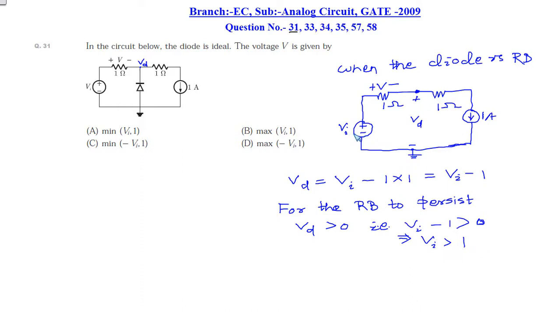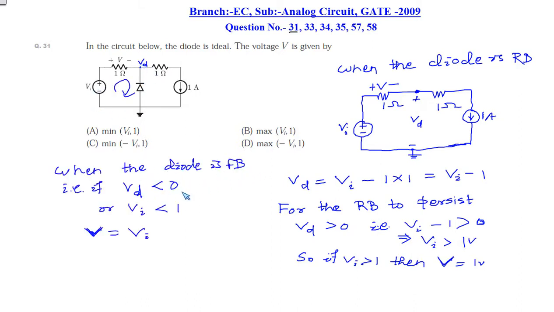So if Vi is greater than 1 volt, the diode will be reverse biased and the voltage V across this 1 ohm resistor is 1 volt. Now let us come to the case when the diode is forward biased, that is when Vd is negative. In that case Vi minus 1 will be less than 0, so Vi is less than 1.